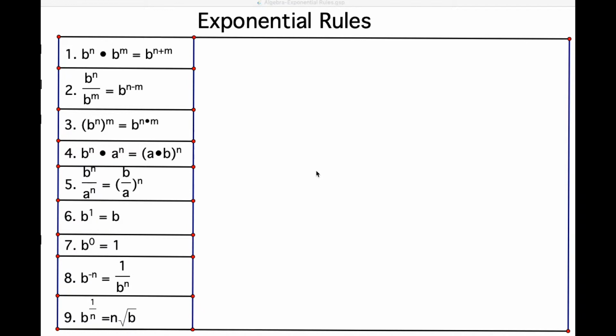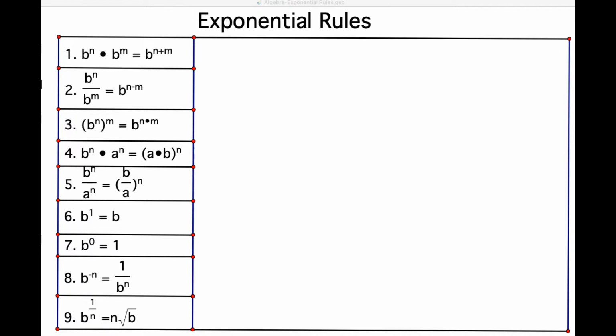In this video, we're going to look at the rules of exponential expressions. There are 9 of these rules, so I apologize in advance because this video is going to run longer than our normal videos. We start by looking at the first rule, which describes how to handle two exponentials with the same base but different exponents being multiplied times each other.